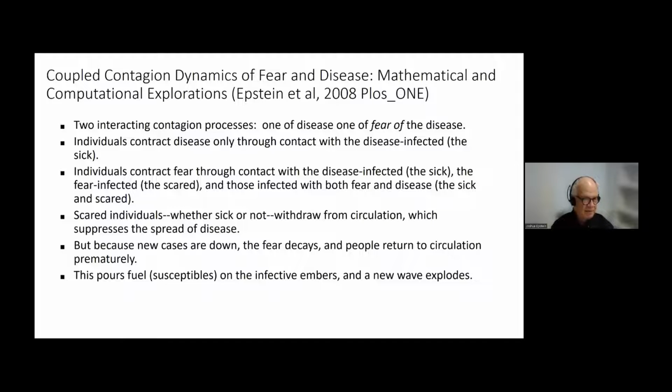And the idea of the model is simply that individuals contract disease only through contact with disease-infected individuals. Individuals contract fear through contact with the disease-infected, sick, or the fear-infected, the scared, and those who happen to be infected with both fear and disease, the sick and the scared. Scared individuals, whether sick or not, withdraw from circulation, which suppresses the spread of the disease. But because new cases are down, the fear decays and people return to circulation prematurely, and this pours fuel in the form of susceptibles on the infected embers that are still circulating, and a new wave explodes.